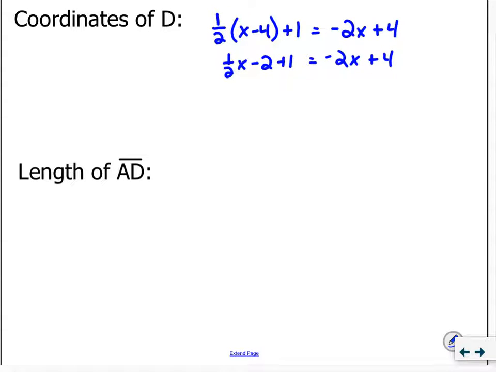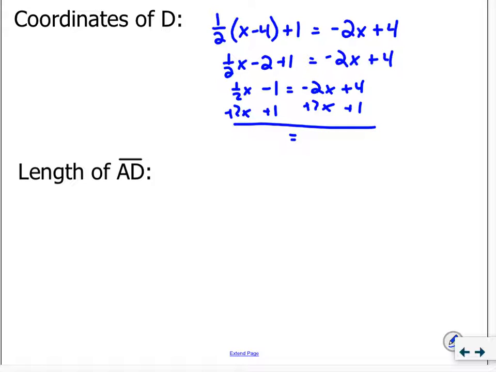If I solve that equation, let's see, -2 plus 1 is a -1. Let's add the 2x to the other side. We'll add 1 to the other side. On the right, 4 plus 1 is 5. 1/2 plus 2 is going to be 5/2. And if I multiply by its reciprocal, 2 over 5, I'm going to get x equals 2.